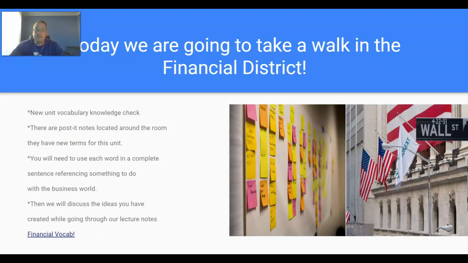And then during lecture and notes, we'll talk about that and create some discussion, some of the ideas you guys came up with. And if you were incorrect with your word, that's fine. This is just kind of a knowledge check to see what words you understand, which ones you don't, and we'll explain those during lecture and notes themselves. It's not a big deal.